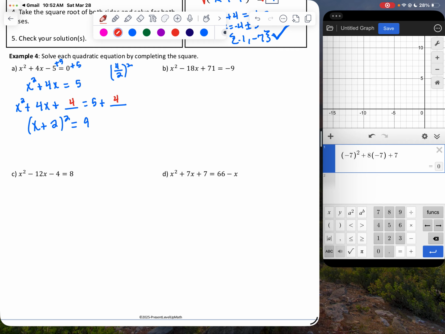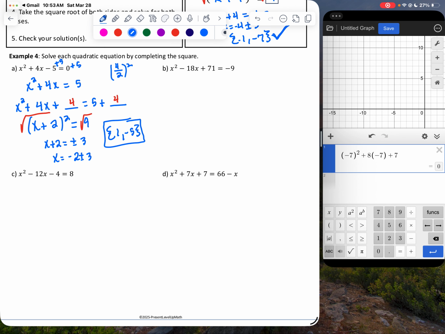Now take the square root of the left side, the square root of the right side. So x plus 2 equals plus or minus 3. So x equals negative 2 plus or minus 3. So my solution set would be positive 1 and negative 5. Again, you should definitely check these answers on your own.